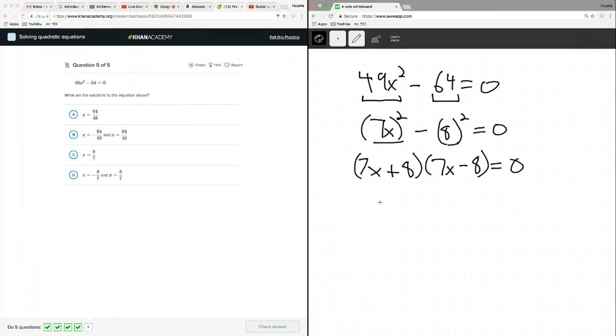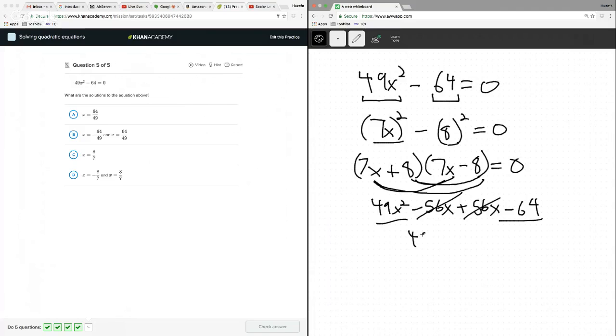Why is this? Well, if we FOIL it out, we can see that this is actually true. Remember, FOIL is first, outer, inner, last with multiplication. So 7x times 7x, 49x squared. 7x times negative 8 is negative 56x. 8 times 7x is positive 56x. And then 8 times negative 8 is negative 64. Negative 56x and positive 56x cancel out. And guess what? This is our original equation, 49x squared minus 64.